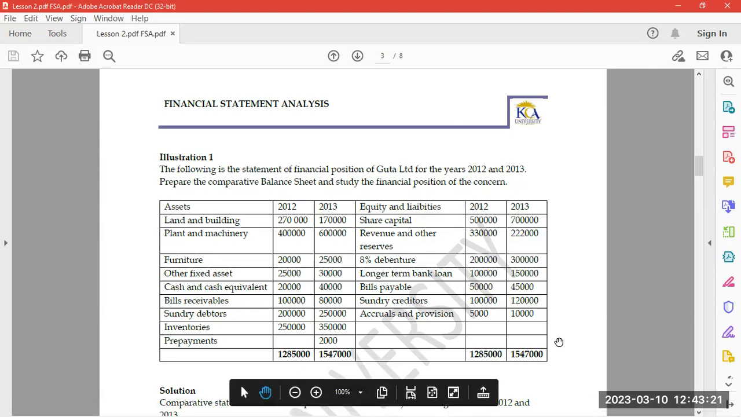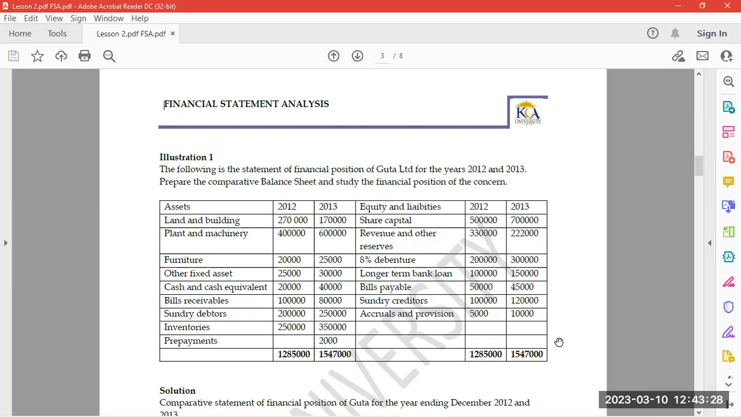And to continue, I gave you this as an assignment. You're supposed to look at it. If you did it, it is good and right. If you never did it, you are going to see how it is done as far as the comparative balance sheet as a financial tool is concerned.